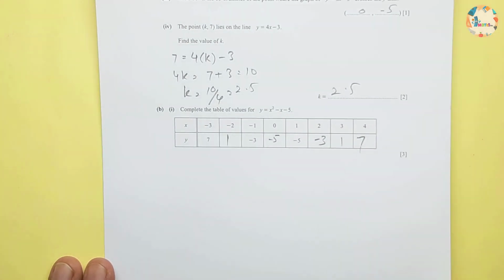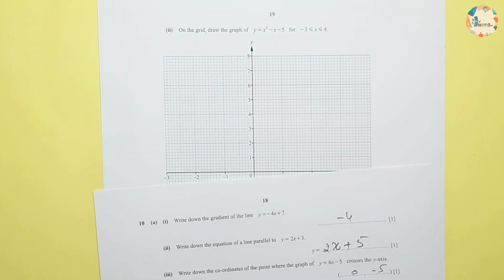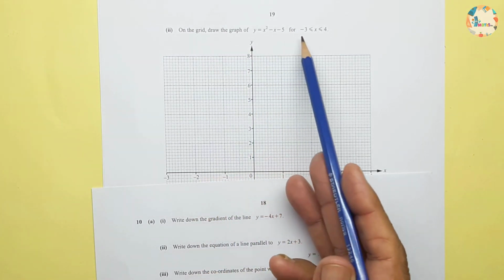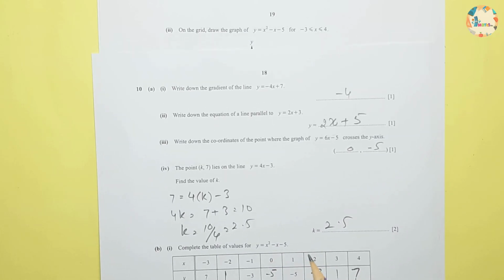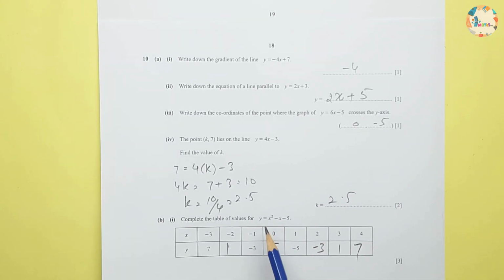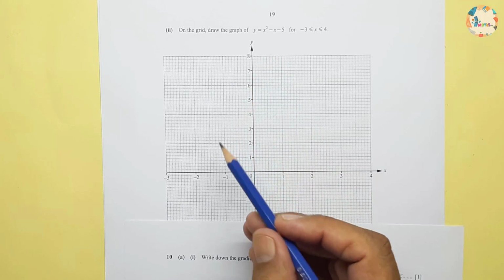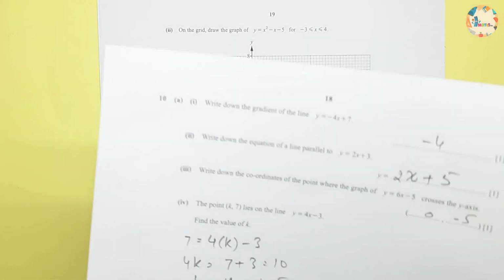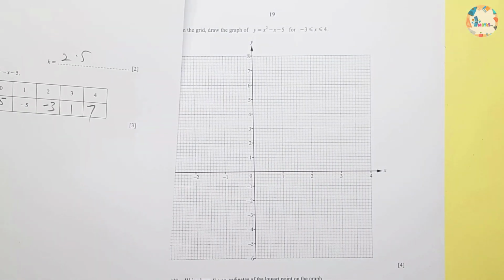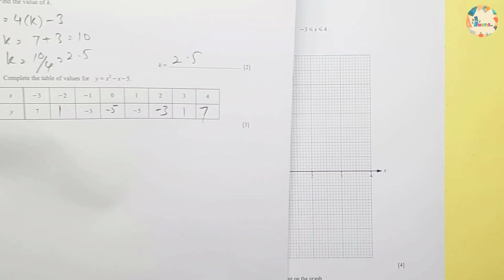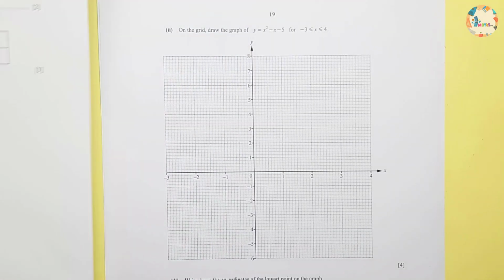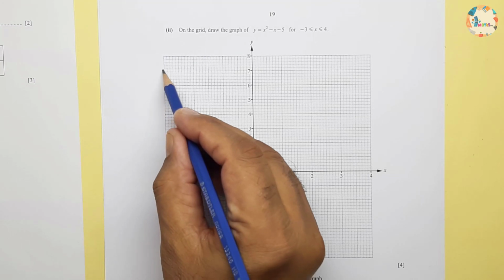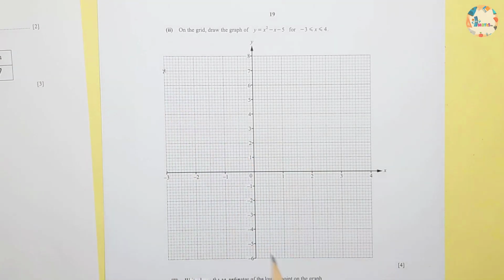This is 3 marks. Now this is the next part, B2. On the grid draw this, the same equation they have given, y is equal to this, and we have to plot this one. So table of values, we will be using this one. In this table of values, first value is -3 and 7. So -3 will be this one and 7 will be over here. So our point will be this one.